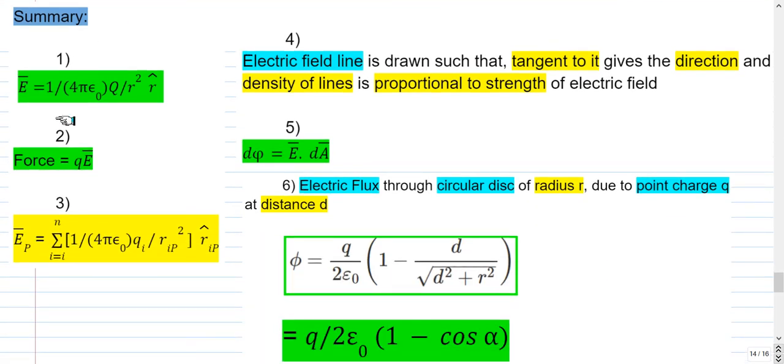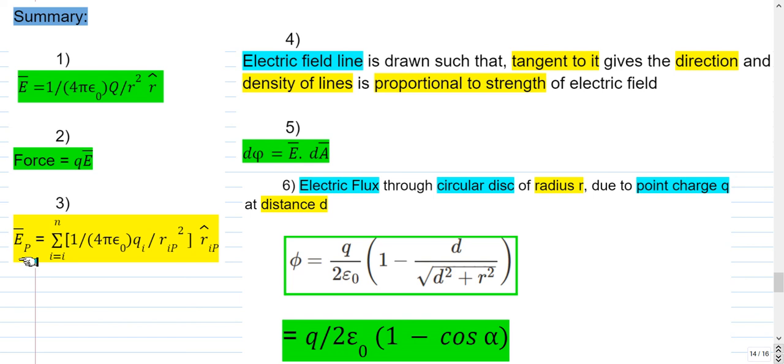To summarize, the electric field due to a point charge capital Q at a distance r is given as 1 by 4 pi epsilon naught q by r square, and the direction is radially outward from the source charge Q. This is by definition of electric field, which states that the electric field is force on a unit positive charge. Force on a point charge Q kept in an external electric field is given as Q into the electric field.